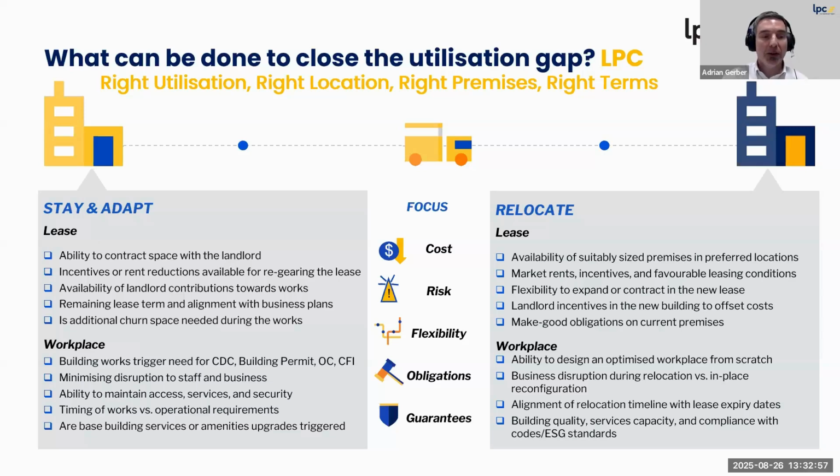So regardless of whether a client chooses to stay or go, our role is to cut through the complexity and bring clarity by measuring each option against the 5 focus areas: cost, risk, flexibility, obligation, and guarantees. That way, the decision is grounded in evidence and strategy, not just circumstance.